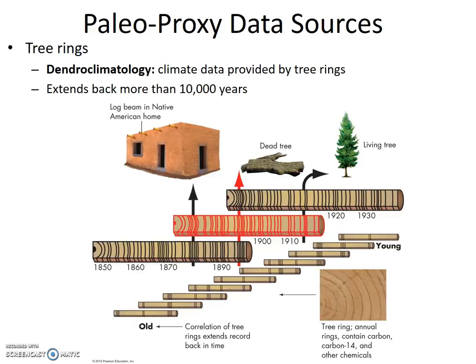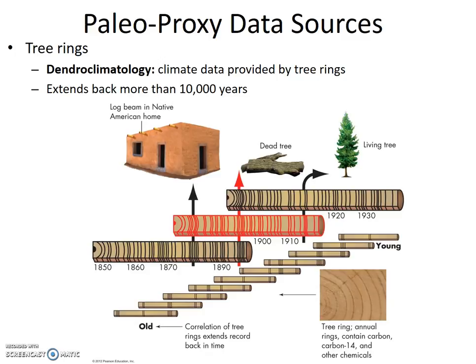What would a thin light ring indicate? Right again, cooler and drier. What would several thin light rings indicate? Maybe a multiple year drought. What would a charred layer indicate? Wildfire, of course. And a diseased layer? So you see, these tree rings can contain a lot of climate information.